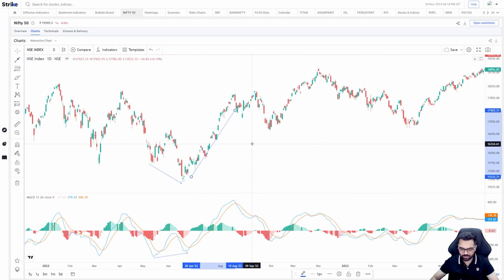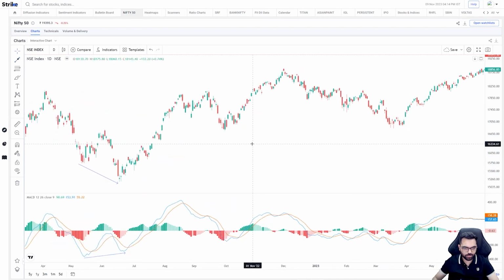So this is known as a bullish divergence, and the opposite of that is a bearish divergence, when the price makes a higher high like this or even this, but the indicator makes a lower high. As you can see, the indicator did not make a higher high along with the price. So this is a negative or a bearish divergence.